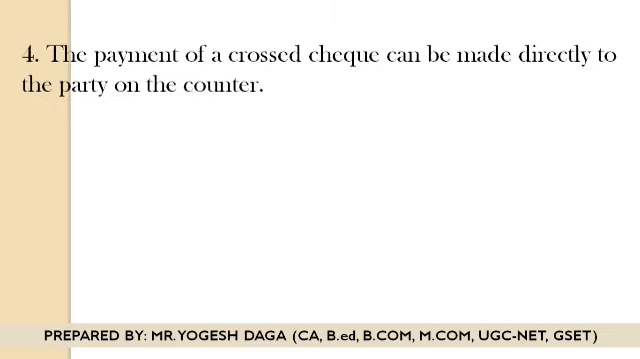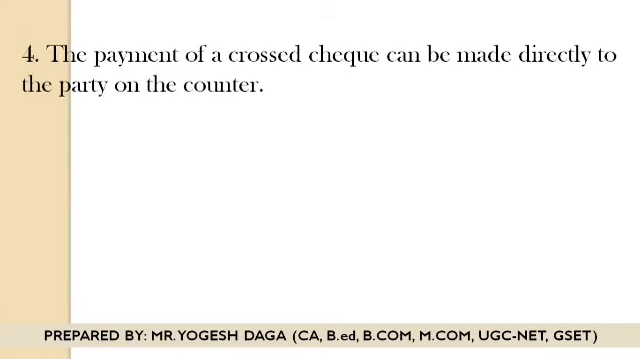The payment of a crossed check can be made directly to the party on the counter. Now students, there are various checks: cross check, bearer check, non-negotiable check, transfer check. Various types of checks are there. One of the checks is the cross check. Now what is the importance of this cross check? When we receive any cross check and go to the bank and deposit it, the bank will not pay us the money directly, whether we are present there or not, but will directly deposit this amount in our account only.